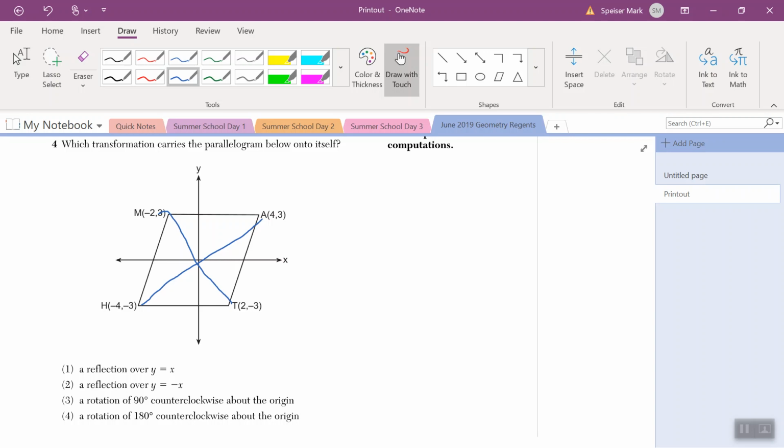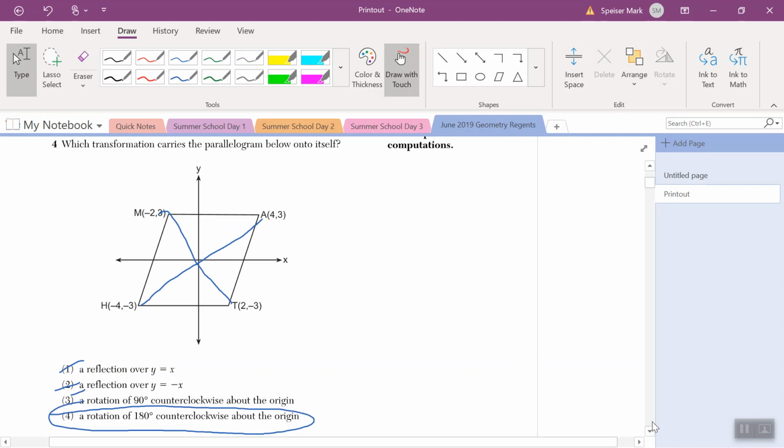Since we do not know that it's a rhombus, we cannot assume that that's a right angle, so the reflection is not guaranteed to work. 90 degrees, we do not know anything about the angle, so that does not necessarily work. But a rotation of 180 degrees counterclockwise about the origin will for sure work.